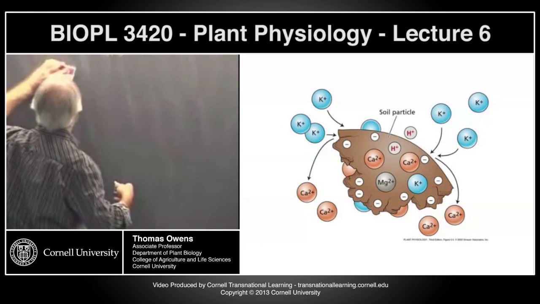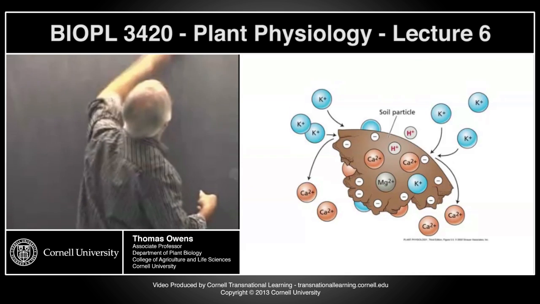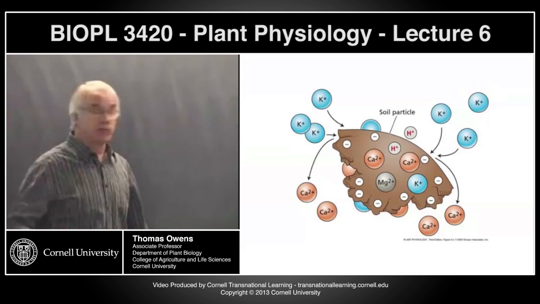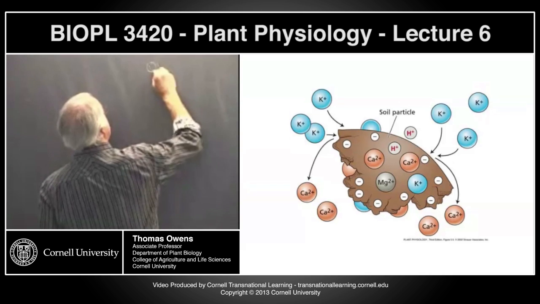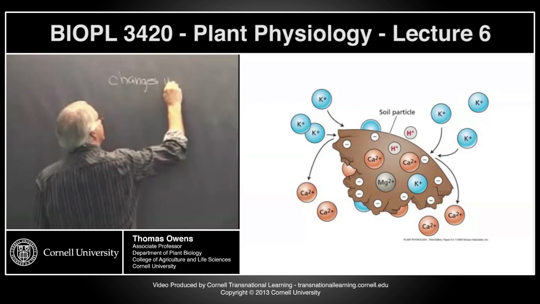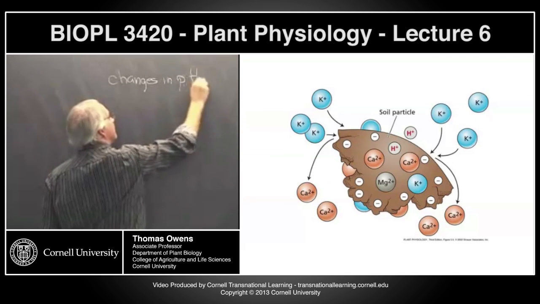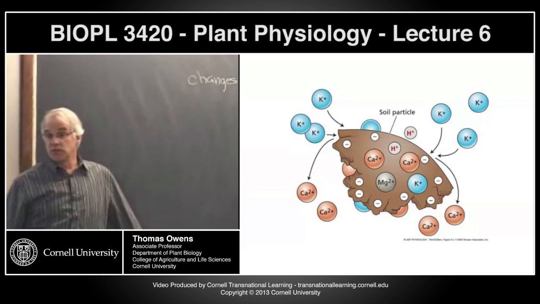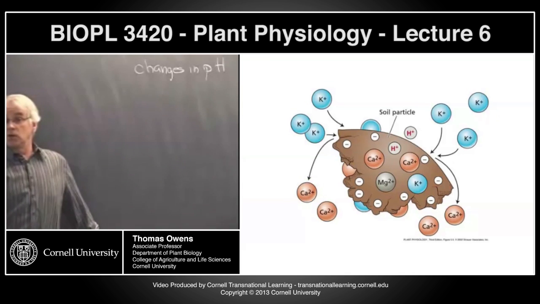So if we want to make a list of what plants can do to modify the soil to make them grow better: changes in pH, largely associated with these cation exchange processes. Plants also release chelators.